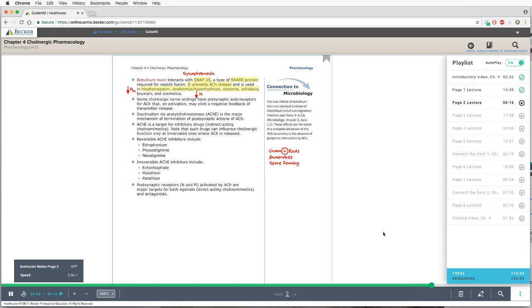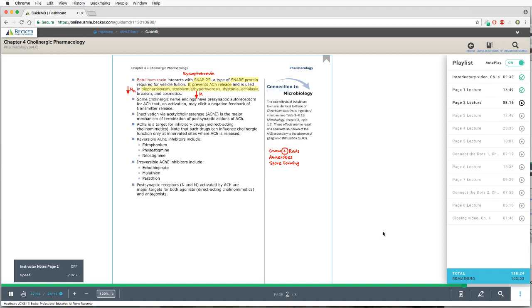Well, botulinum toxin, when it's used in pharmacology, must be carefully administered so as not to cause systemic effect. We'll never talk again about botulinum toxin. That's why I spend some time on it. And make sure then that what you would add to all this that we've seen in microbiology is the fact that it interacts with synaptobrevin such as SNAP25, a type of SNARE protein. And once you know this, you're on track with any questions about Botox.